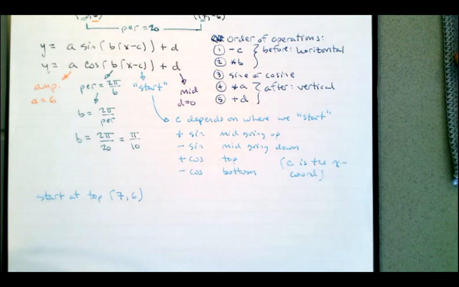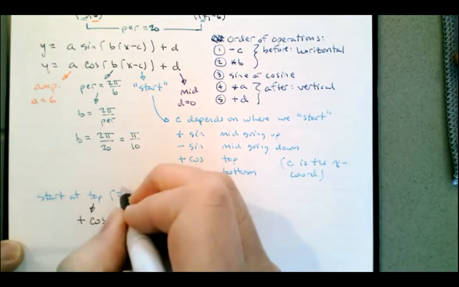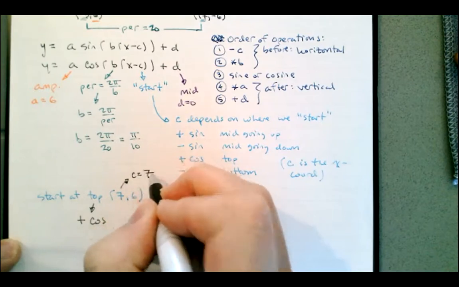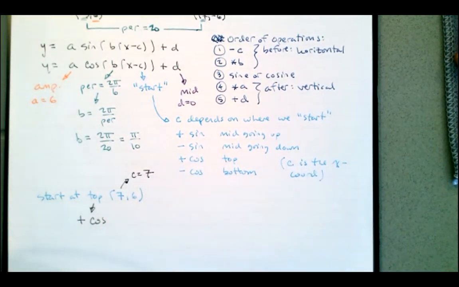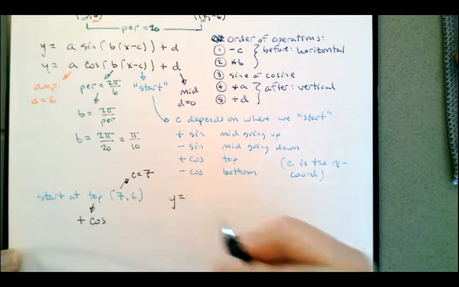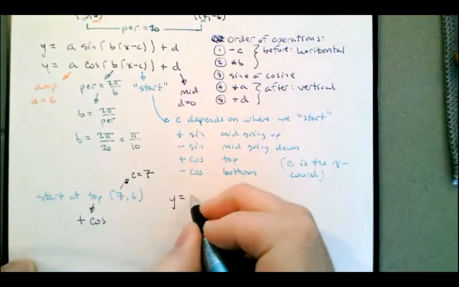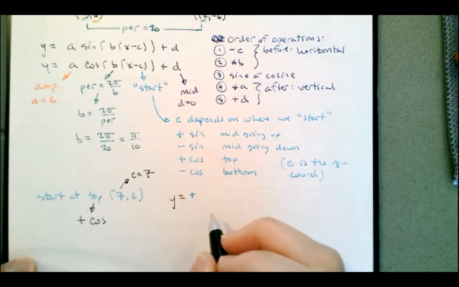Since I'm starting at the top, that's telling me I'm going to write this as a positive cosine. So by choosing the top, I'm saying positive cosine. And I'm also saying that c is equal to 7. And I wrote the colors exactly backwards from what I wanted to do. It's not too late to change it, but I'm not going to change it. So I'm going to write my equation. I'm going to write y equals, it's going to be a positive cosine. Positive, we don't have to write the positive, but I'm emphasizing that.